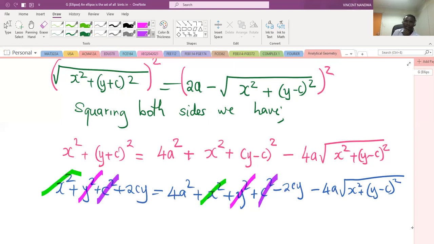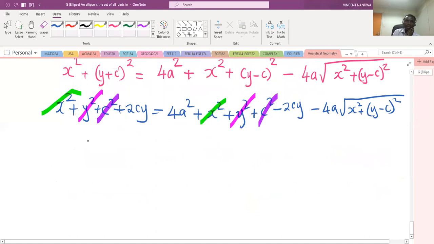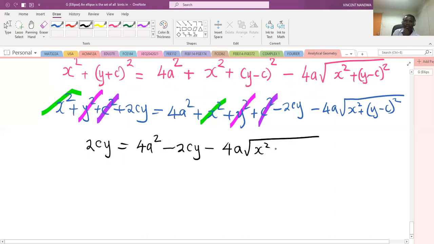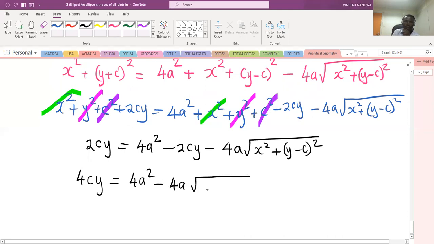So by doing that, now we have 2cy equals 4a squared minus 2cy minus 4a square root of x squared plus (y minus c) squared. Take this to the left-hand side. We have 4cy equals 4a squared minus 4a square root of x squared plus (y minus c) squared.